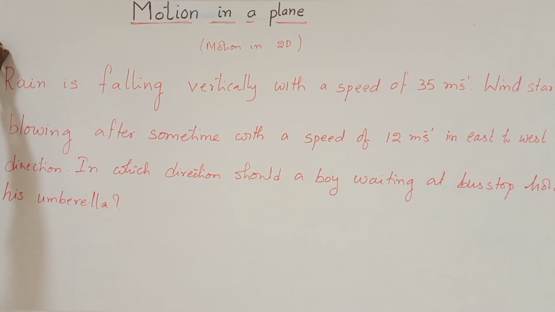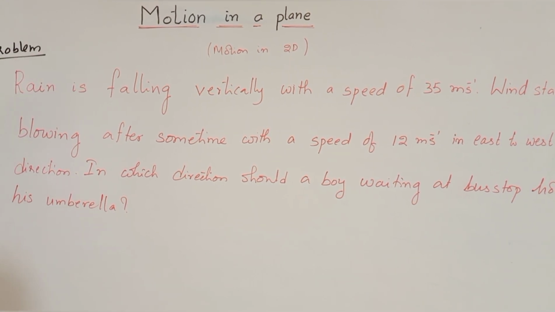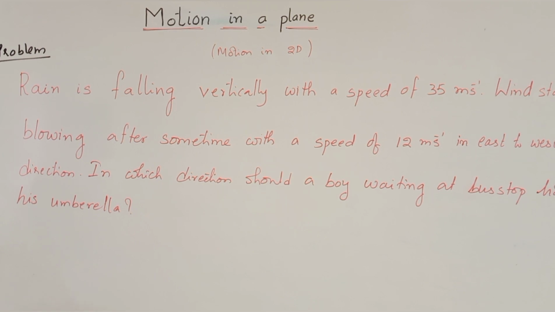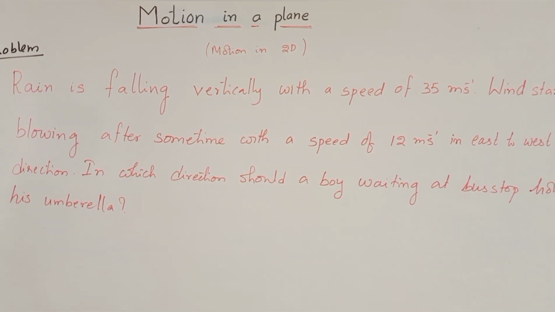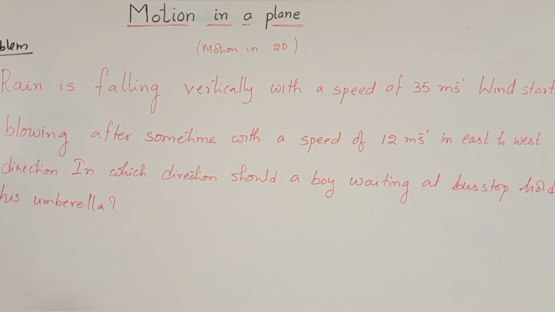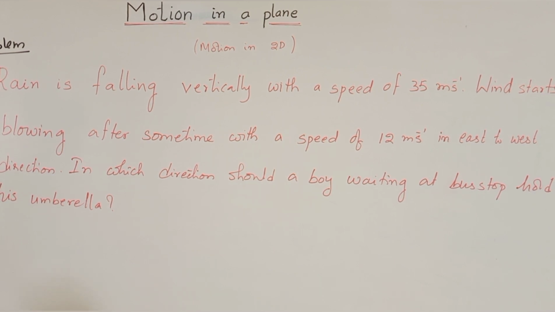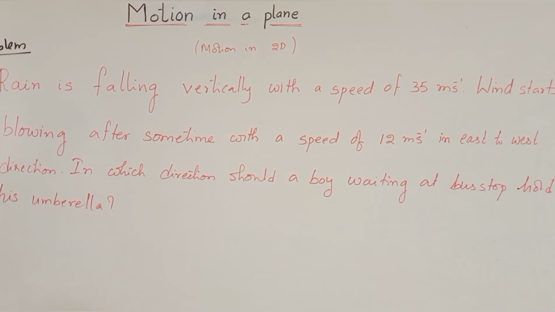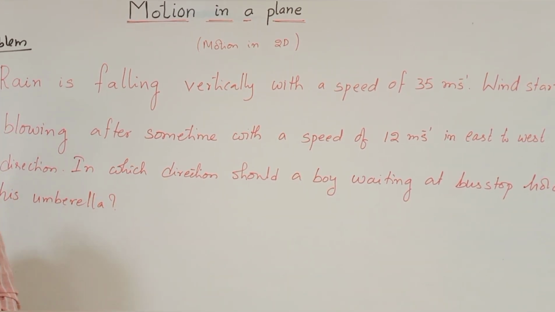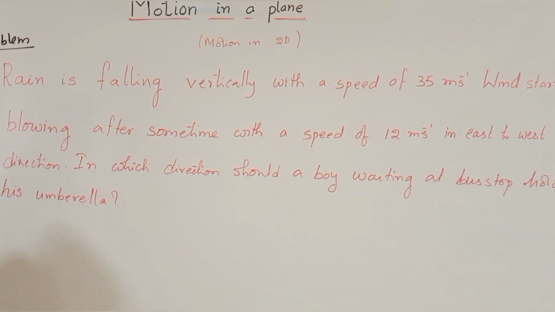A problem now in application of parallelogram law. Rain is falling vertically with a speed of 35 meters per second. Wind starts blowing after some time with a speed of 12 meters per second in east to west direction. In which direction should a boy, a person like, waiting at bus stop hold his umbrella?